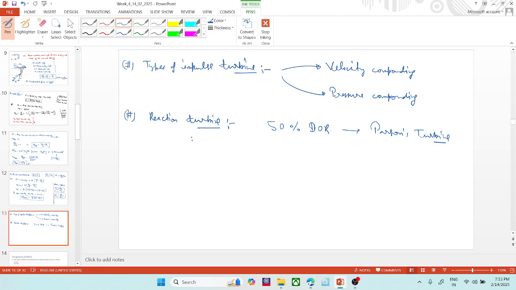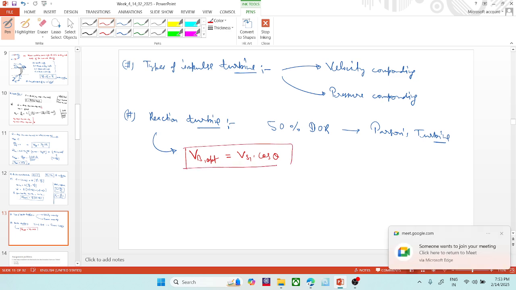And for this reaction turbine, the optimum blade speed would be Vs1 cos theta, whereas in the case of impulse turbine, it is half of Vs1 cos theta.